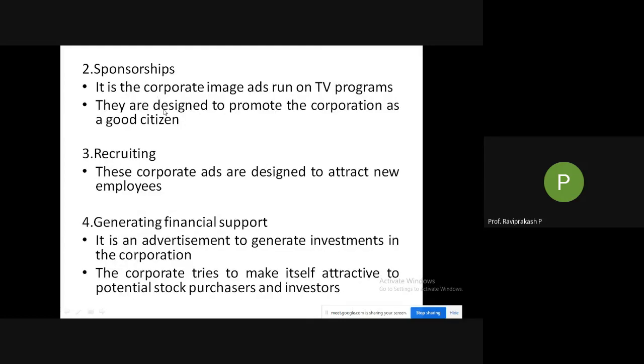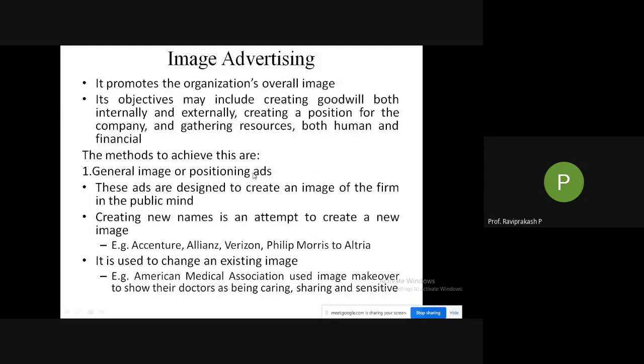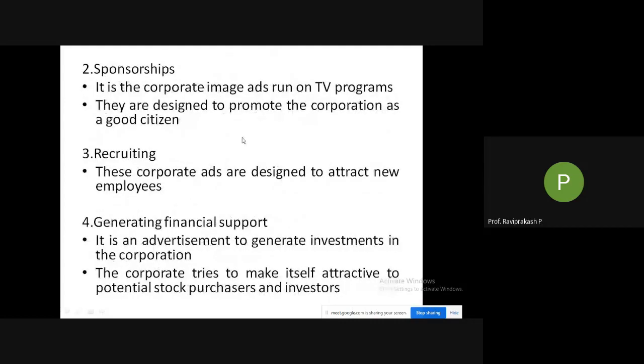Then under this, if you see, first one, general image or positioning ads. Second one, sponsorships. So what is sponsorship? It is the corporate image ads run on the TV program, how people are looking at it. So they show, okay, this is like this, this is like that. How big is this, how caring they are. So they are sponsoring. They are designed to promote the corporation as a good citizen.